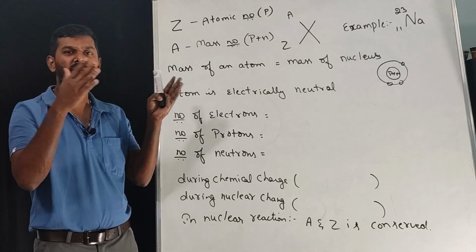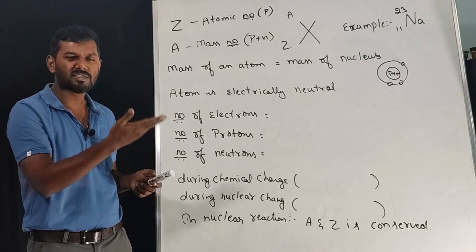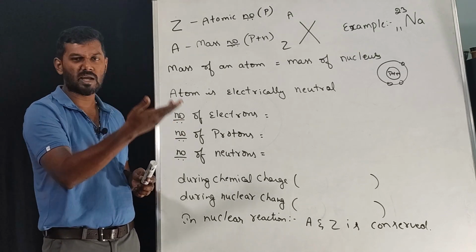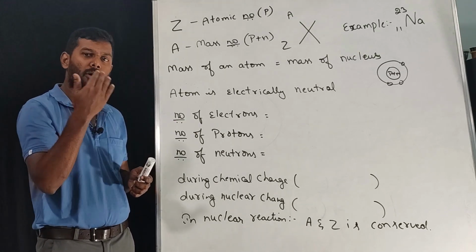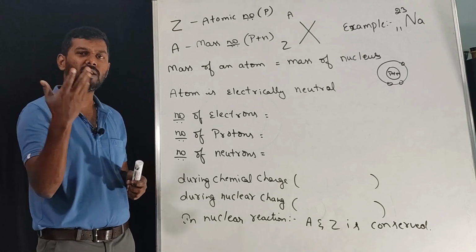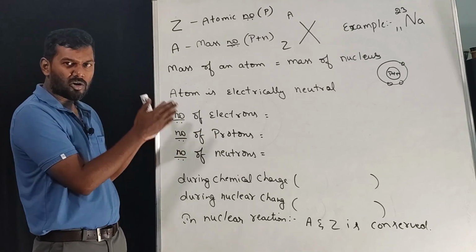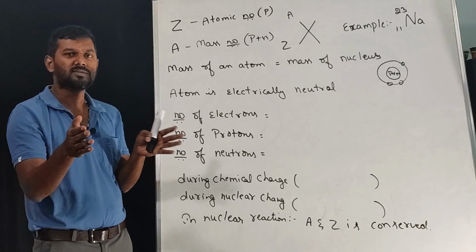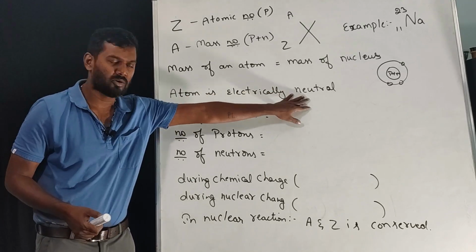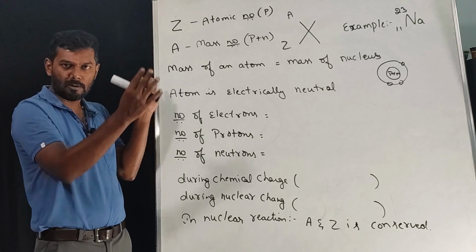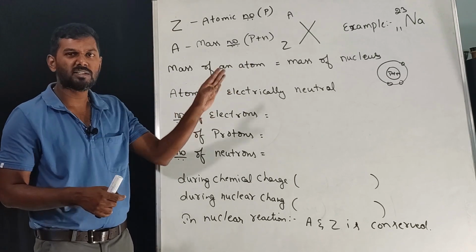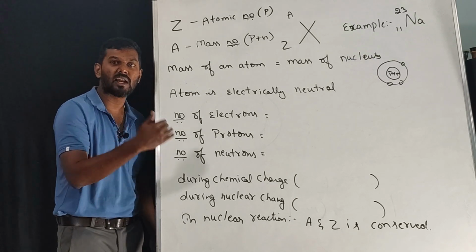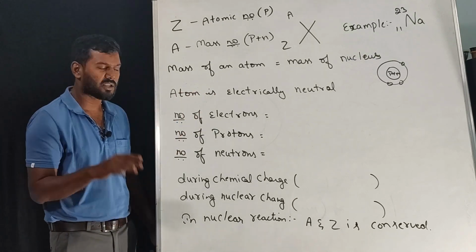We know the number of charges is also equal. So what is the charge of an electron? Minus 1.6 into 10 power minus 19. The charge of a proton is plus 1.6 into 10 power minus 19. The value is the same. Electrons are negatively charged, protons are positively charged. So plus and minus is nothing but neutral. So the complete atom is electrically neutral. This is how you can explain it. If they ask why the atom is considered electrically neutral, you can answer in an easy way.